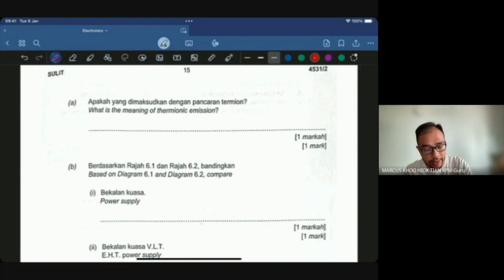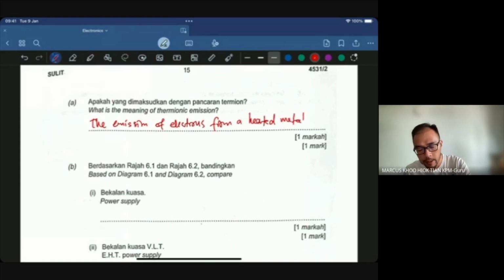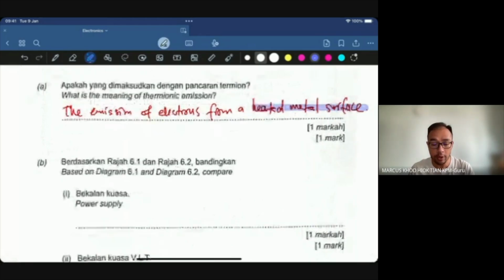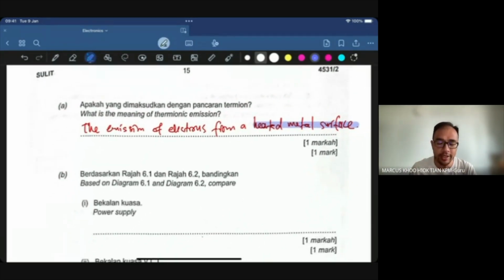Let's go. Okay, it is the emission, sorry, the emission of electrons from a heated metal surface. Okay, heated metal surface is the keyword over here. Sorry, emission of electrons is the keyword over here. The heated metal surface is the one that, you know, tells you how the electrons are produced lah.